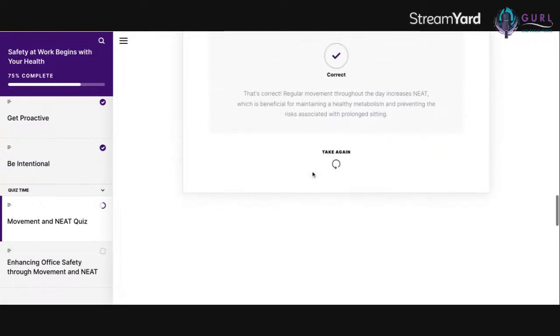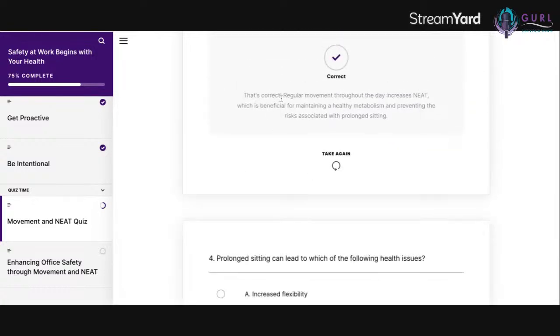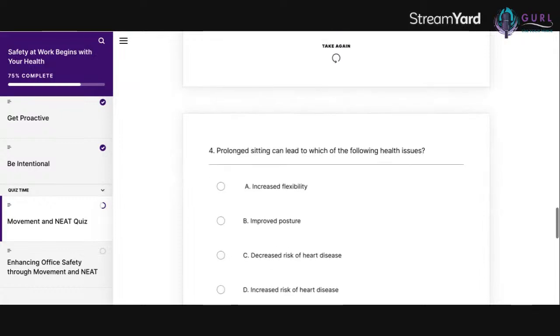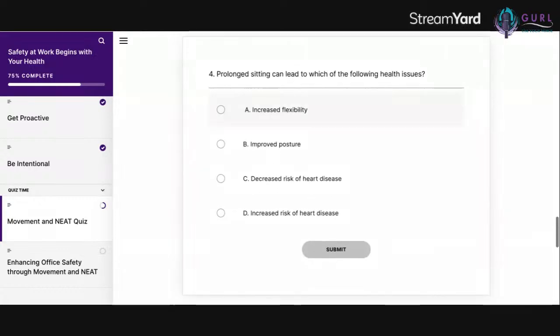So again, there's your feedback loop. That's correct. Regular movement throughout the day increases NEAT, which is beneficial to maintaining a healthy metabolism and preventing the risks associated with prolonged sitting. All right, question number 4. I hope y'all are not cheating. I hope y'all are answering these before we get to the actual answer.